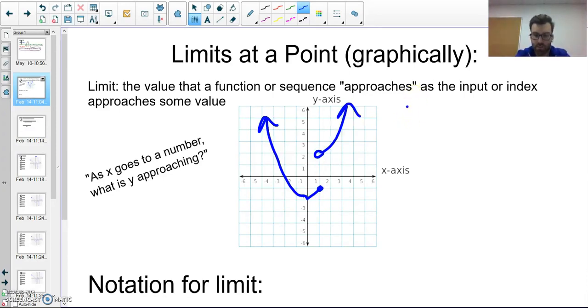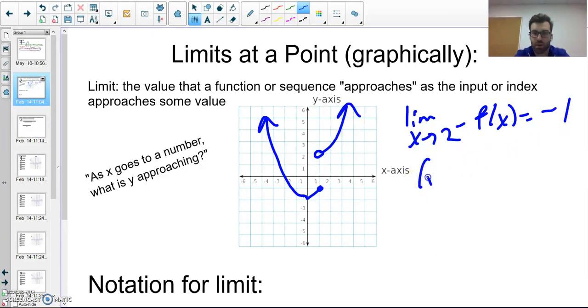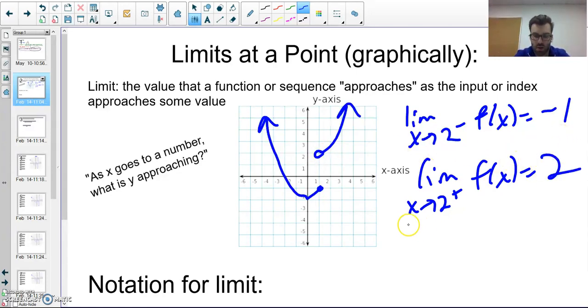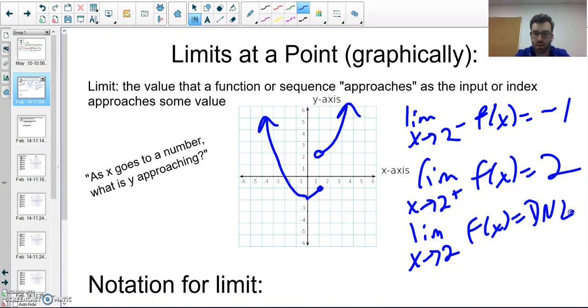The limit as x approaches 2 from the left of f of x would equal -1. And you're going to be like, what are you talking about? Don't worry, I'll explain it in a couple slides here. The limit as x approaches 2 from the right of f of x is about 2. The limit as x goes to 2 of f of x does not exist.